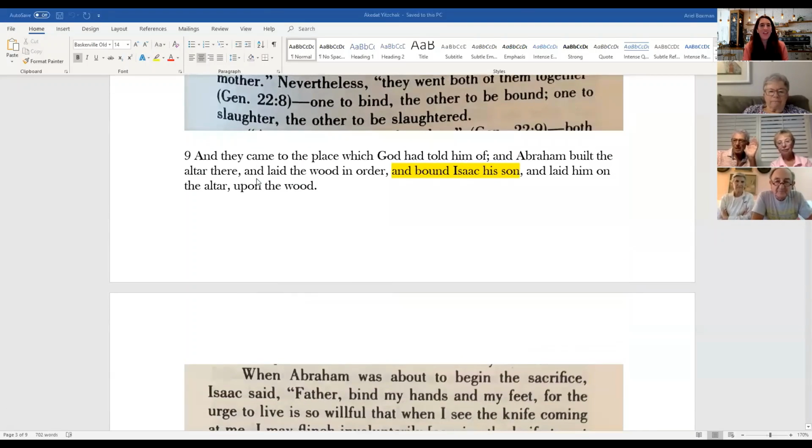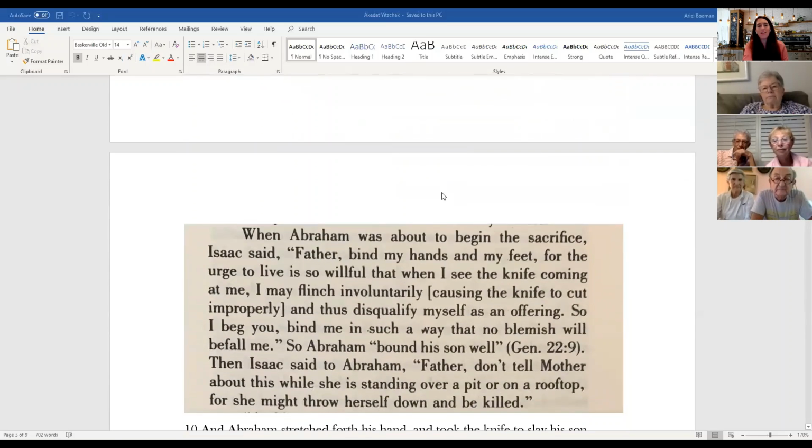All right. And they came to the place which God had told him of, and Abraham built the altar there and laid the wood in order and bound Isaac his son and laid him on the altar upon the wood. All right, so we're going to look now at a midrash that talks about "and bound Isaac his son."